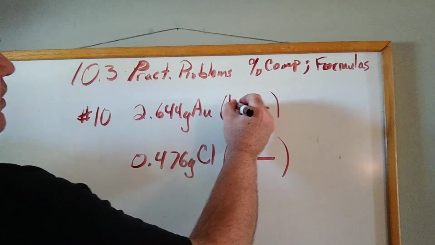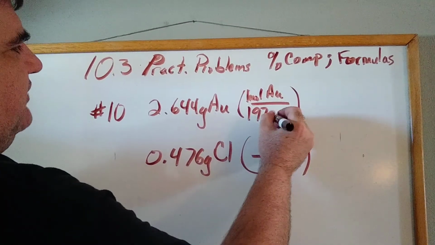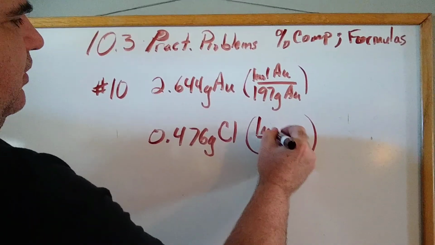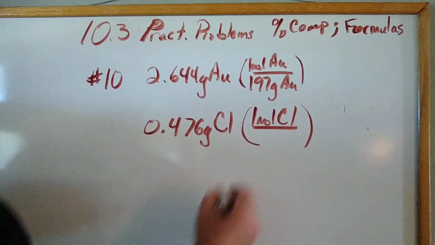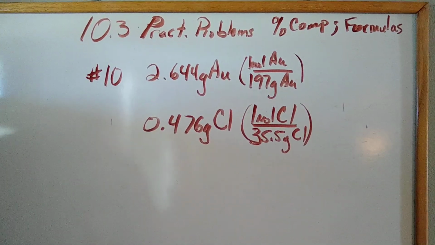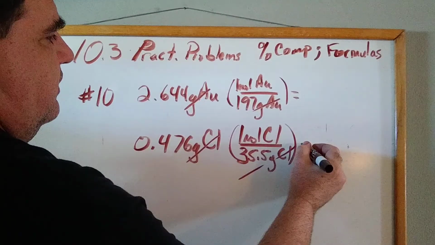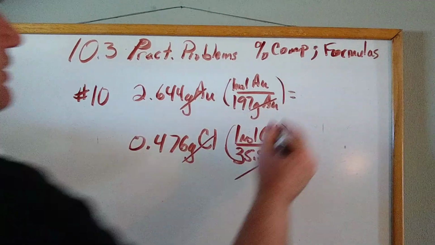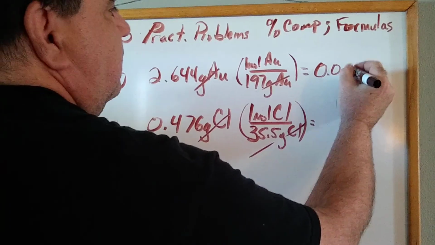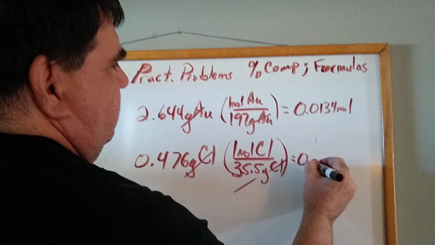So we know that 1 mole of gold is equal to 197 grams of gold, and we get that right off the periodic table. 1 mole of chlorine is always 35.5 grams of chlorine, which we established a long time ago. Grams cancel out, grams cancel out. This gives us a molar equivalence of 0.0134 moles. And we get the exact same number right here.